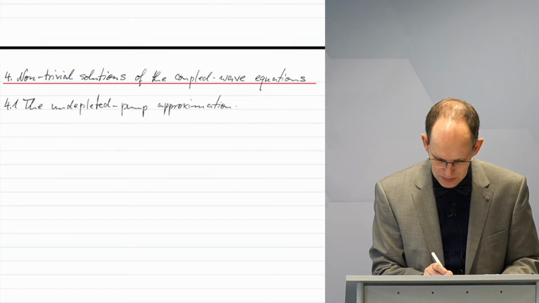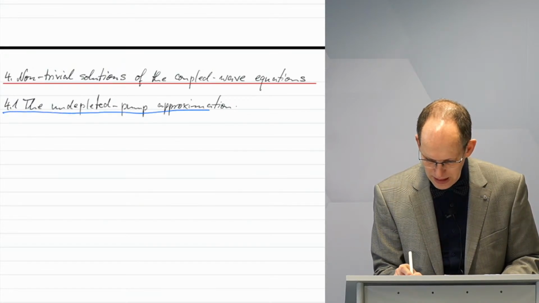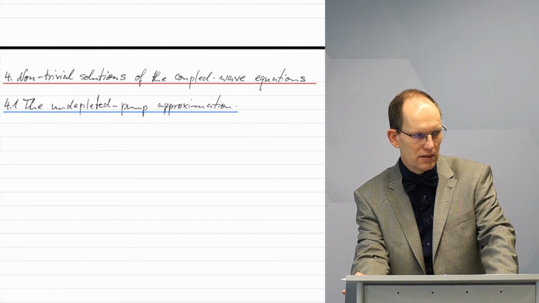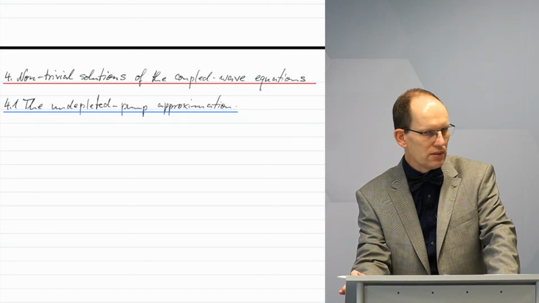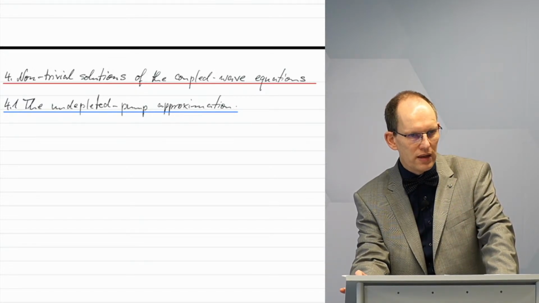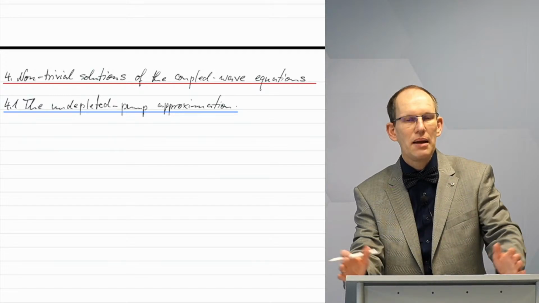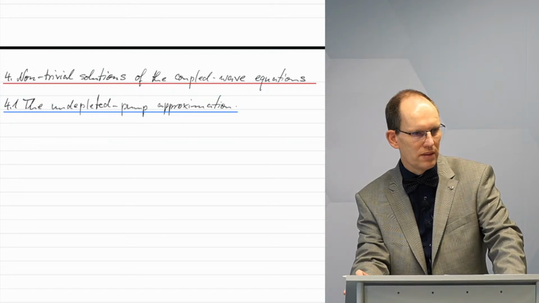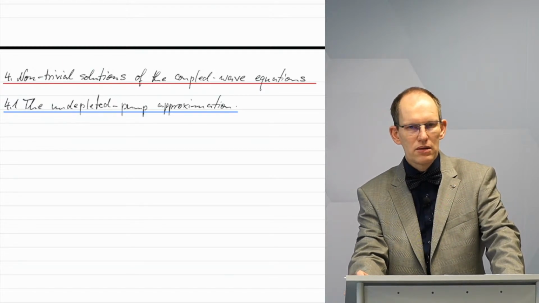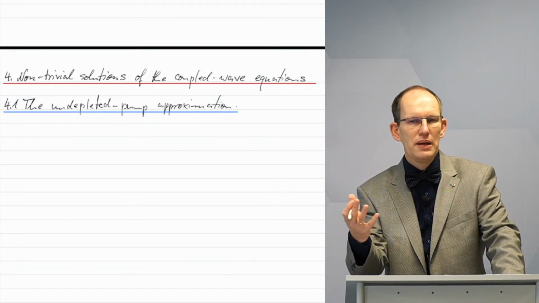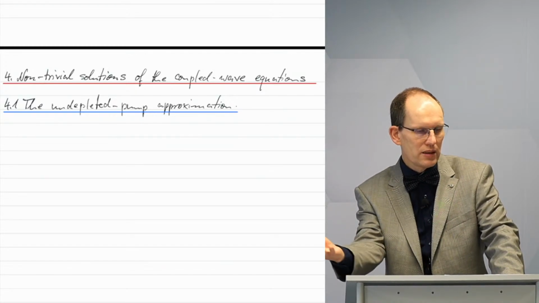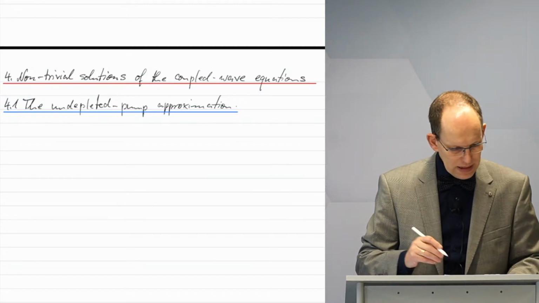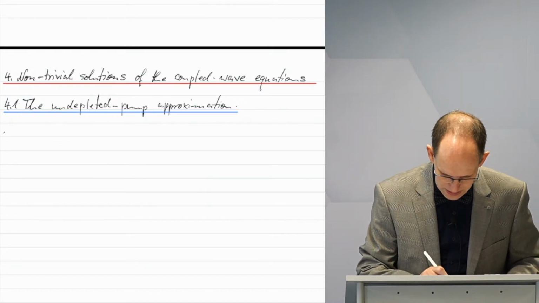Namely, we allow that at least one of these fields gets depleted. The general case would, of course, be that both fields can be depleted, which is actually what we used for the Manley-Rowe relations, where we just looked at the intensities, right? It was clear, at least in hindsight, what comes out. So let's write that down.